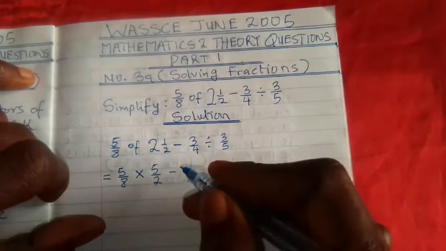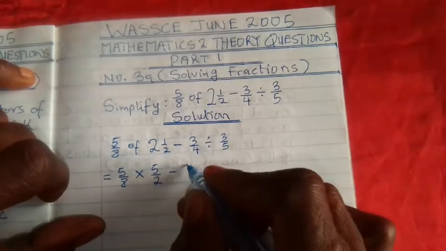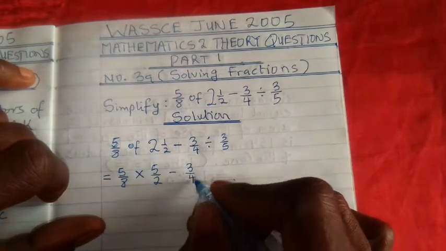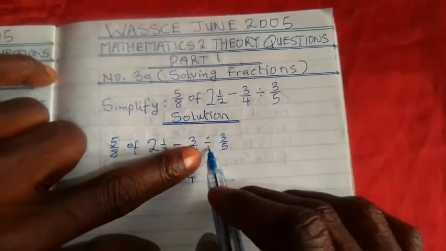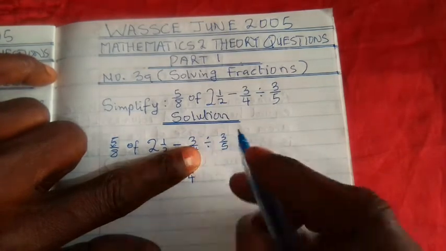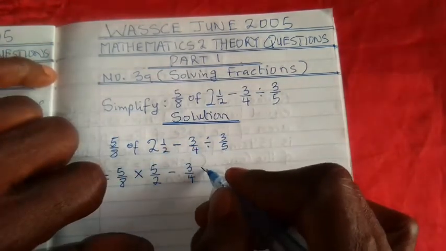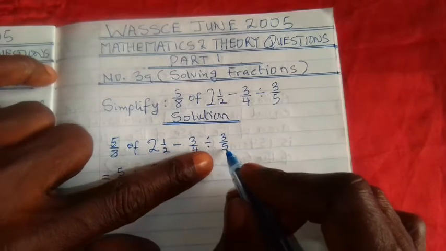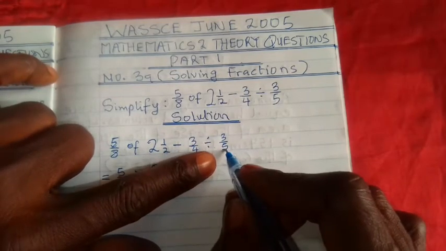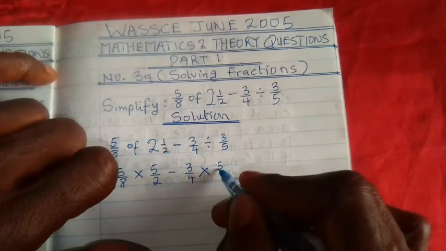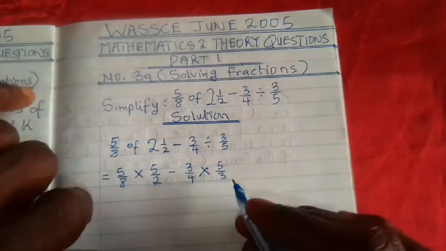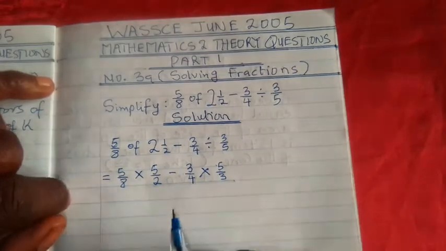Then we have minus 3 upon 4. Then you see division. In this channel, I've been explaining how to resolve a division sign like this. From division, we can change it to times, and we turn the number that follows after the division sign upside down. So the 3 will come down, the 5 will come up. So we have 5 upon 3. So there you have it. That's the first step here.